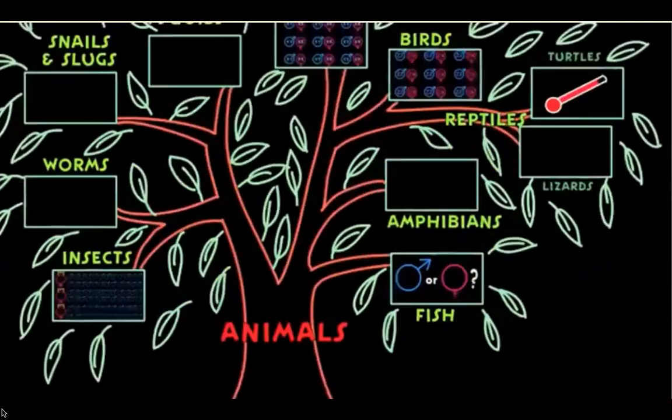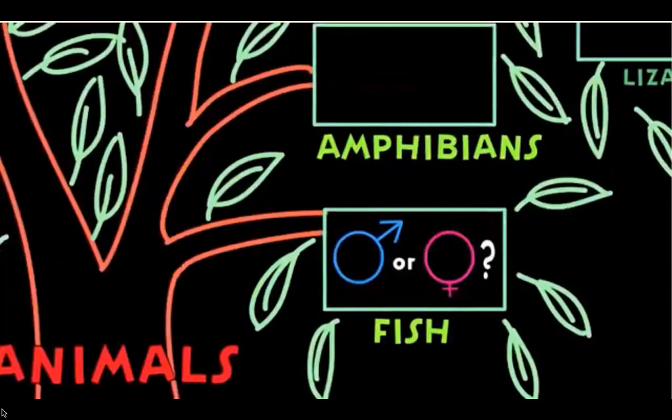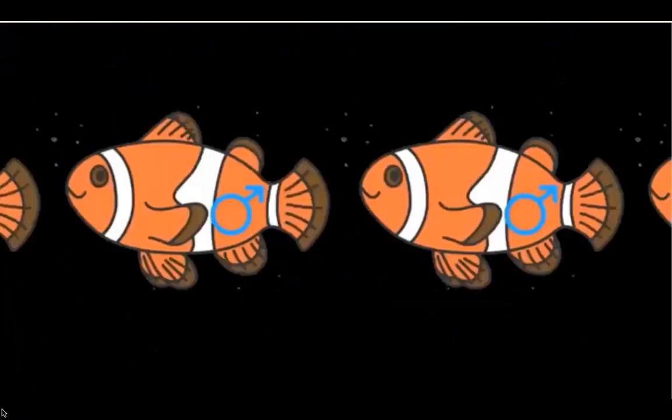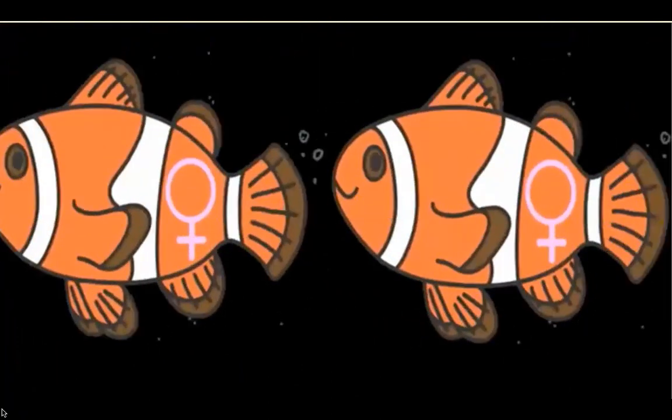For some tropical fish, the question of will it be a boy or will it be a girl isn't settled until even later in life. You see, clownfish all start out their lives as males. However, as they mature, they become female.